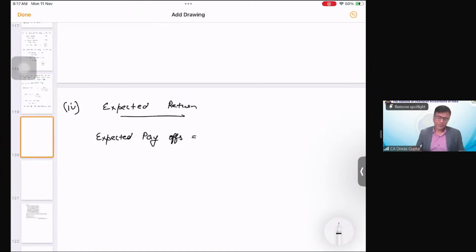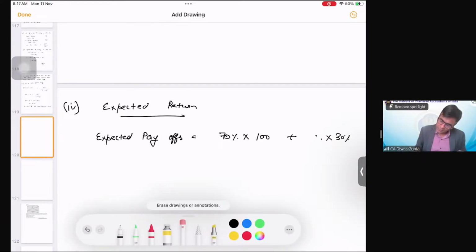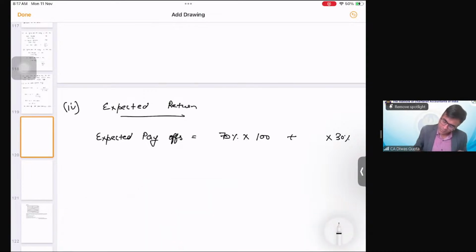So the expected payoffs are actually 70% chance that it will be 100, and 0 rupees will be 30% chance. Correct? Why am I saying 0 rupees? Because in the second case of 450, the payout will become 0. So it becomes 70 plus 0 is equal to 70. So 70 is the most likely outcome on the expected payoffs after 3 months, right?